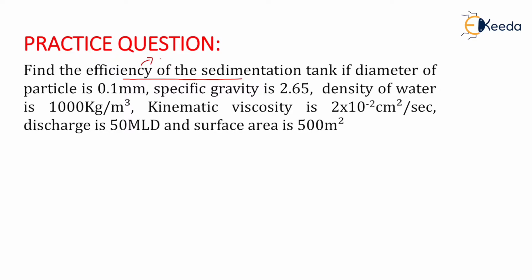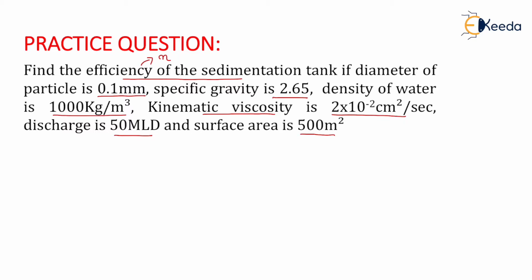We need to find the efficiency of the sedimentation tank if the diameter of particle is 0.1 mm, specific gravity is given as 2.65, density of water is equal to 1000 kg per meter cube, kinematic viscosity is given here, that is 2 into 10 to the power minus 2 centimeter square per second, discharge is given as 50 MLD and surface area is given as 500 meter square. So we need to find here the efficiency of the sedimentation tank.